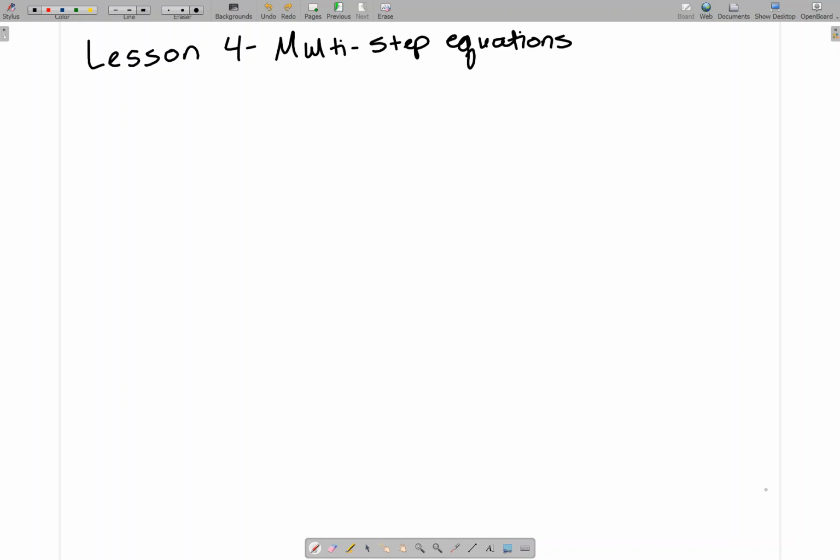So lesson 4, I already went over the steps for solving multi-step equations, and it's DCVD. Distribute, combine like terms, variables left, constants right, and then divide by the coefficient. Now we're going to look at a situation that's a bit more complicated. We're going to go through 2 examples and 1 concept through that second example.